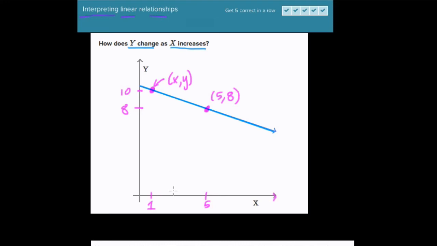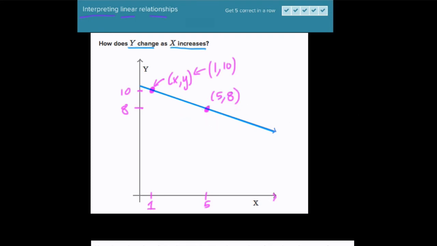What we did is we increased the x value by 4, and we decreased the y value by 2, from 10 to 8. The original point was (1, 10). So in this case, as x increases, y decreases. That's a negative slope. And you could probably predict the reverse: if we have a positive slope, like something like this, as x increases, y would increase with it.